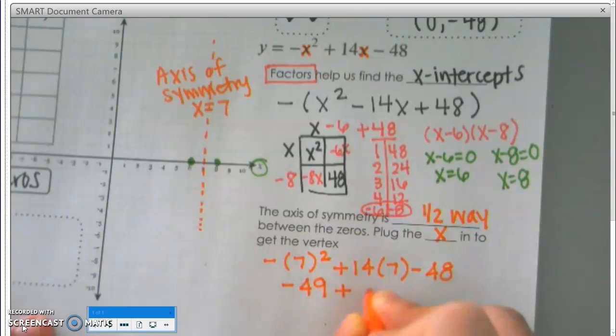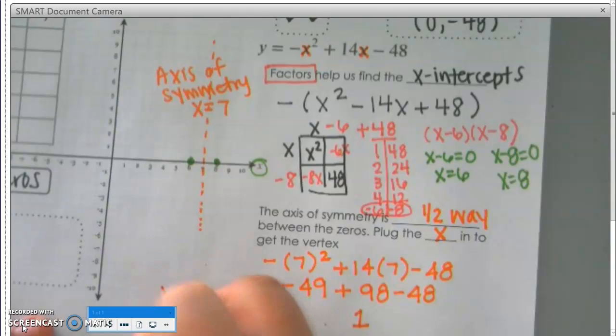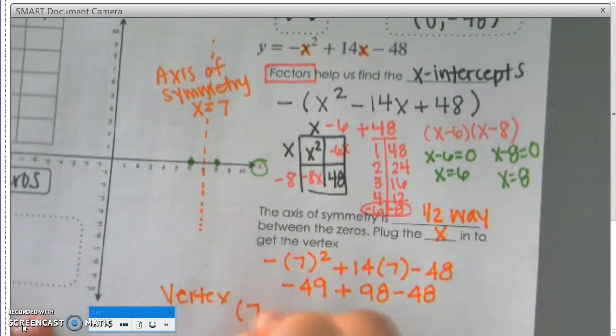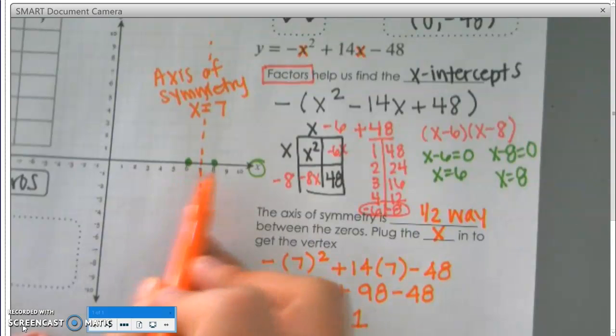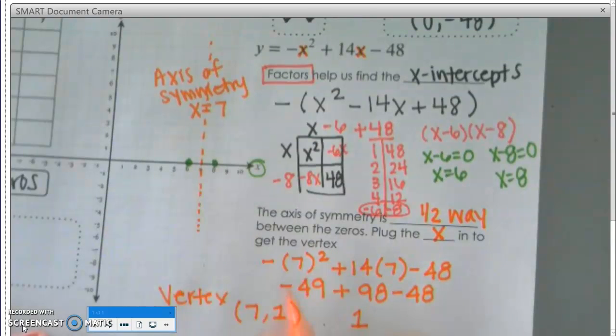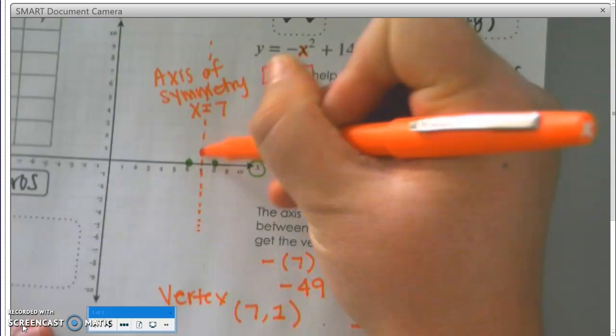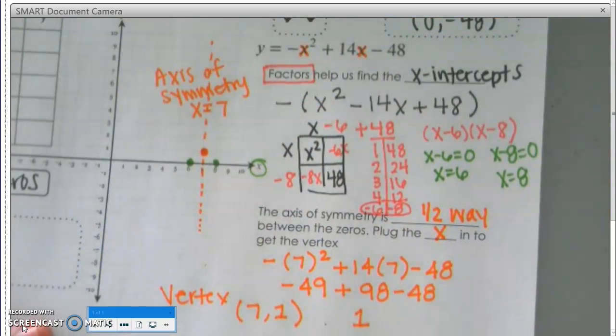Plus 14 times 7 is 98 minus 48. When I work that out, I get 1. So that means my vertex is at the point 7, 1. And remember where I got the 7 from: halfway in between 6 and 8. And then I plug 7 in for x and it gives me 1. So now I can plot the point 7, 1.